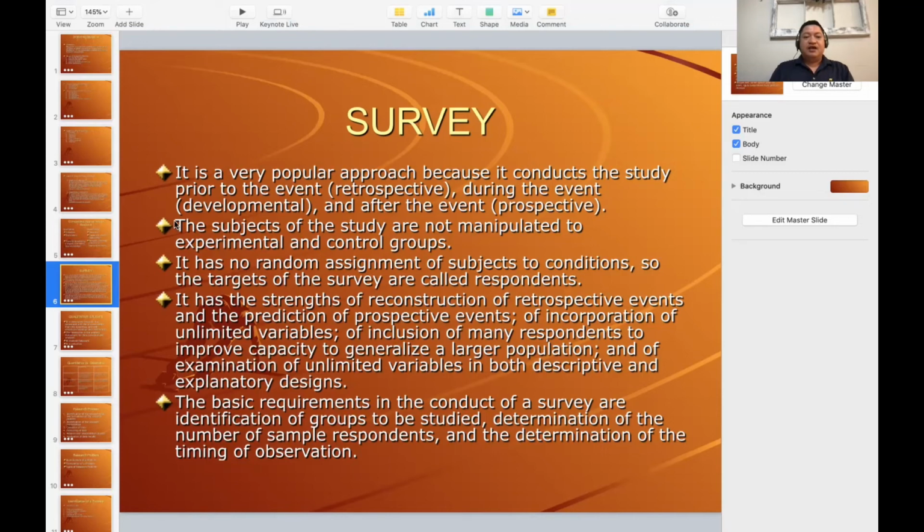Next, it has the strengths of reconstruction of retrospective events and the prediction of prospective events, of incorporation of unlimited variables, of inclusion of many respondents to improve capacity to generalize to a larger population, and of examination of unlimited variables in both descriptive and explanatory designs. Okay. It's nosebleed. Don't be nosebleed, okay?